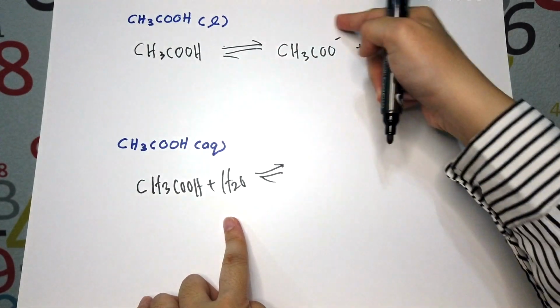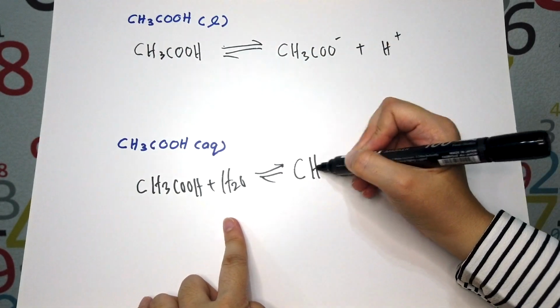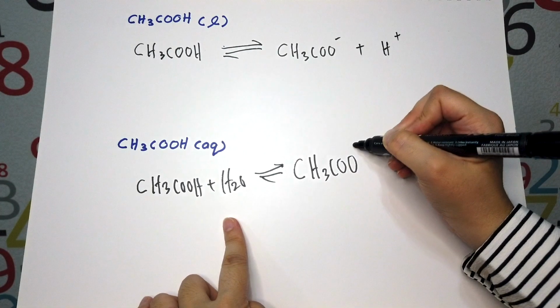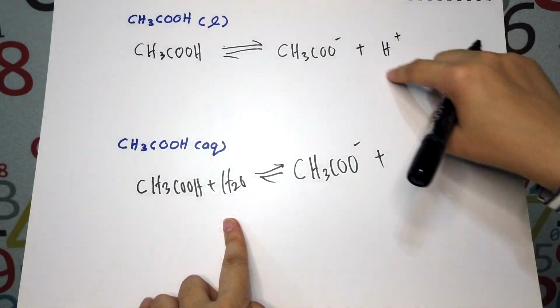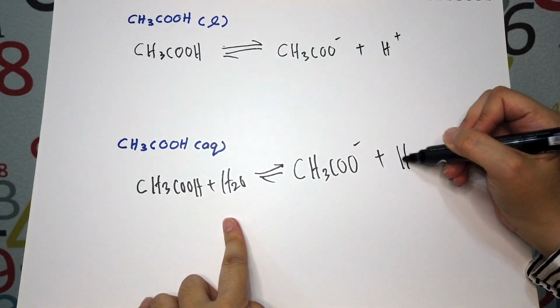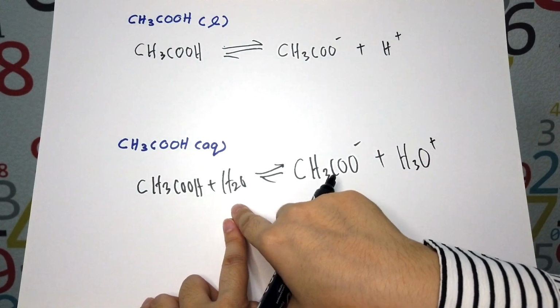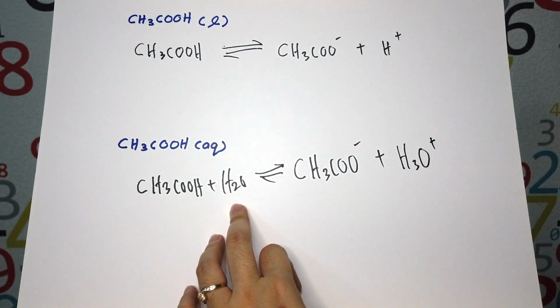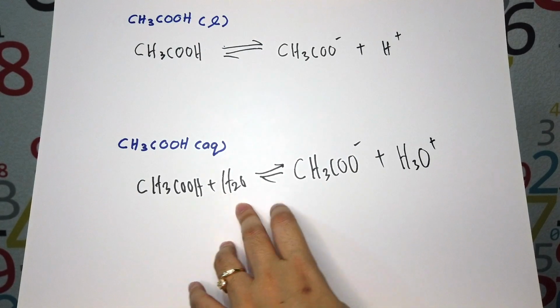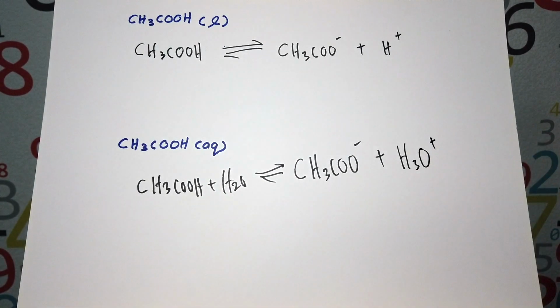So this one should always be the same, CH3COO minus. Plus, instead of H plus, you will get H3O plus because of the addition of water over here. So you will have an extra hydrogen, and then you will get H3O plus, which is the hydroxonium.